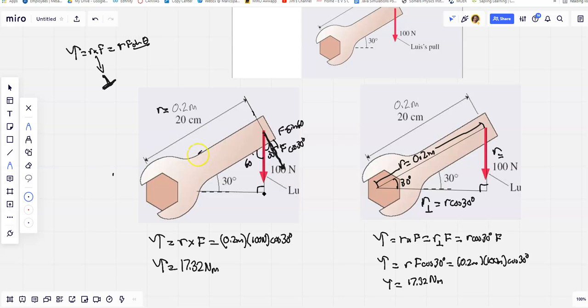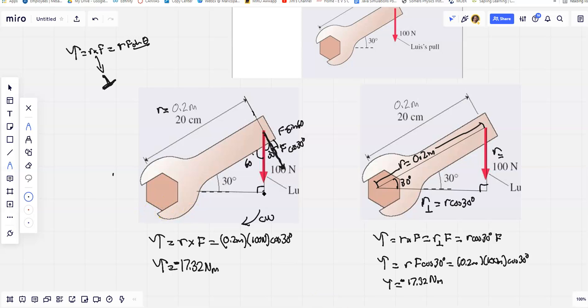And these would both result in a negative torque. I should have indicated that. I'm very sorry. This force is going to spin this wrench clockwise, and this one is going to do the same. So this is going to result in a negative torque. Okay.